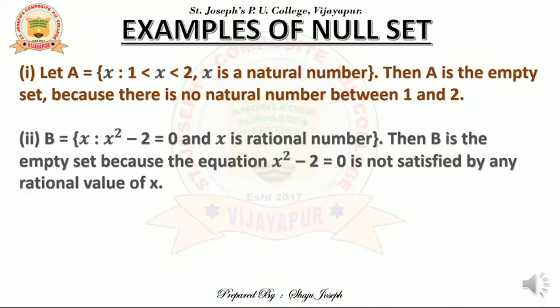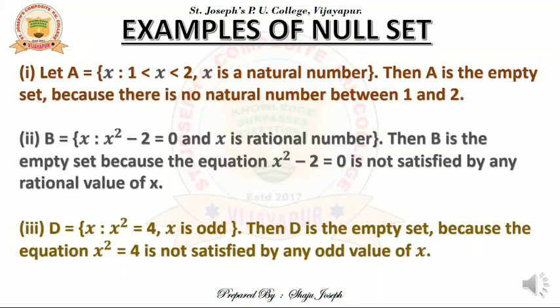Similarly here we get two roots, plus or minus root 2, and you know that root 2 is not a rational number. Root 2 is an irrational number. Hence, these two irrational values cannot be used here because we have already defined x is a rational number. There is no rational number which can satisfy this equation. Though it is well defined, everybody will come up with the same answer, that is nothing. So B is again a null set.